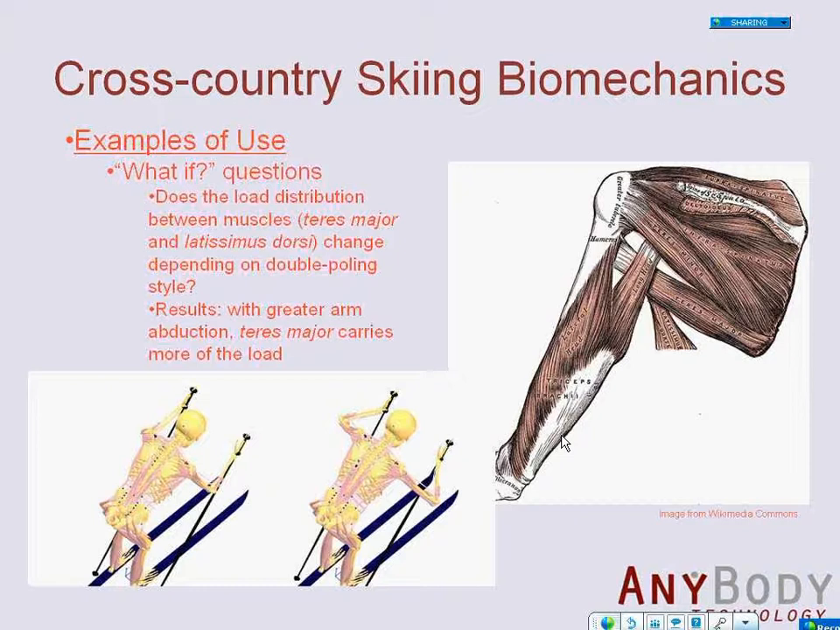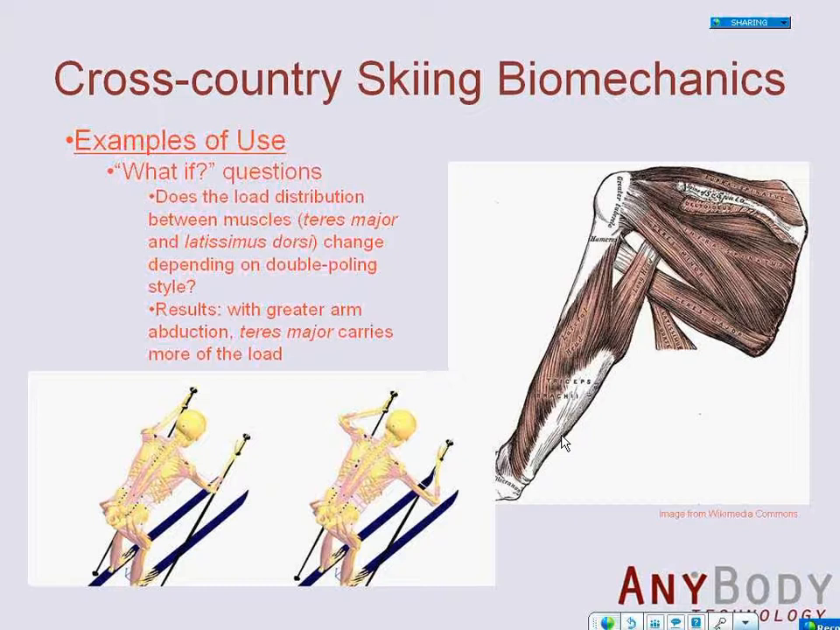Measurements of joint angles and EMG, muscle activity, indicate that the load distribution indeed changes between teres major and latissimus dorsi when arm abduction and elbow angle change. And faster skiers commonly use greater arm abduction and smaller elbow angle at toe plant, which is considered to be a more modern, so-called wide elbow style.